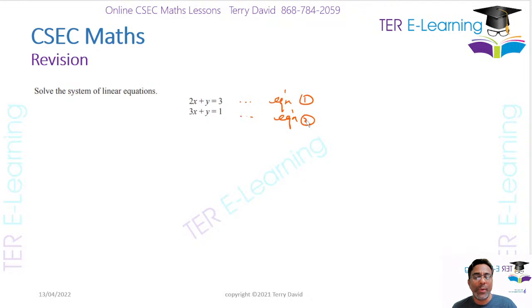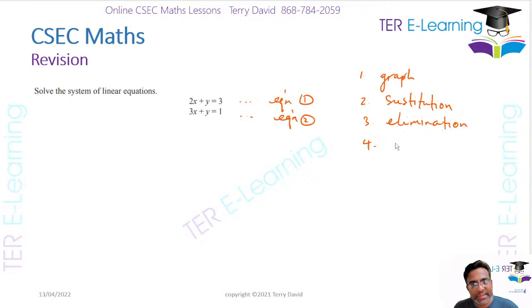Now, there are different ways we can solve a pair of simultaneous equations. One, you can do it using a graph, right? You can do it using substitution. You can do it using elimination, right? And the fourth method is what we call a matrix method, right? So there are about 4 different ways we can solve a pair of simultaneous equations.